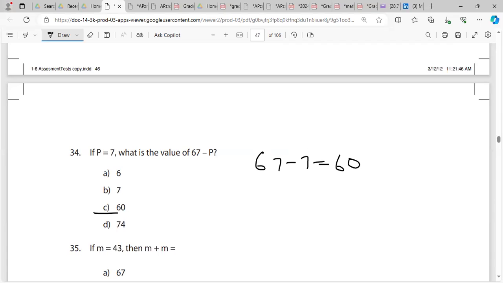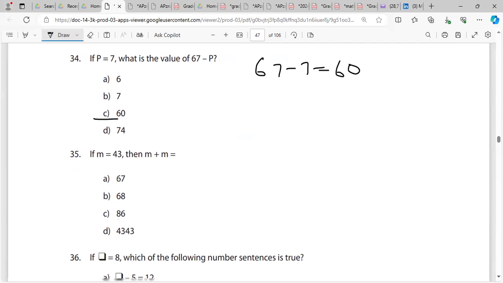Algebra, this time I'm giving you guys, 35. If M is equal to 43, then M plus M is equal to, so that means we're going to have 43 plus 43. Or you can multiply it by 2 for those persons who are quick at the multiplication. So that will give you 86.